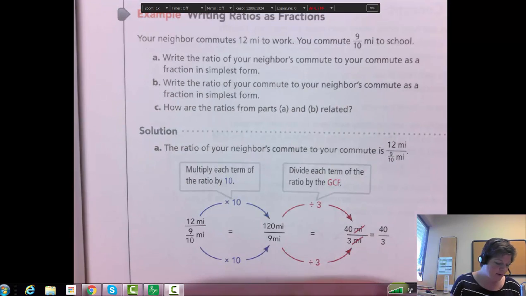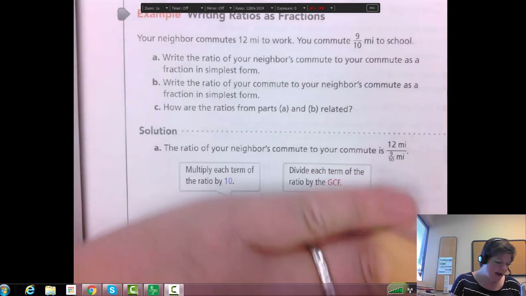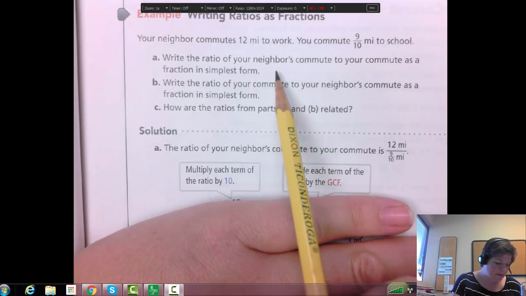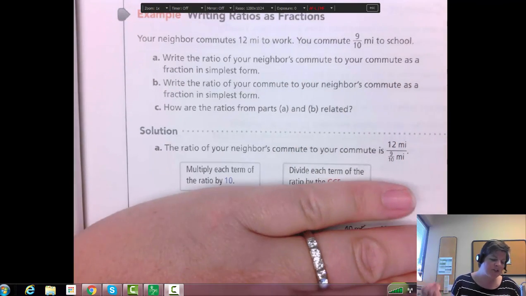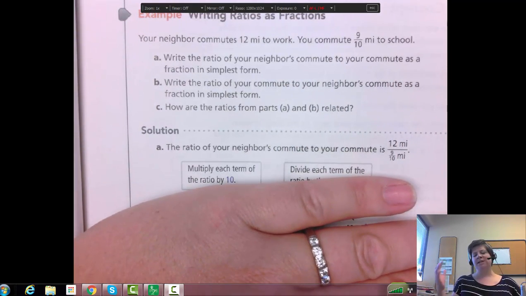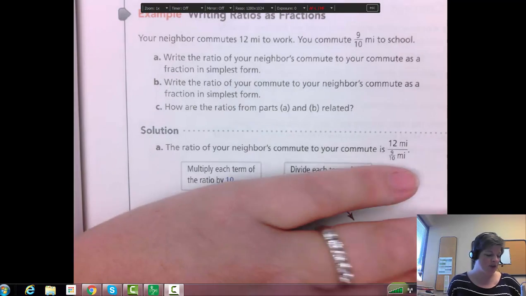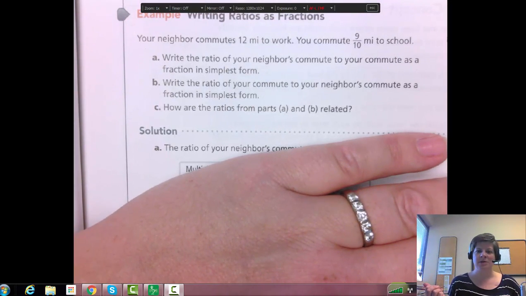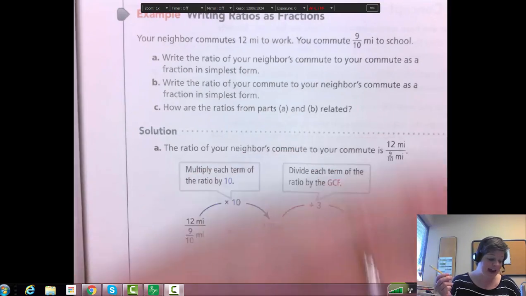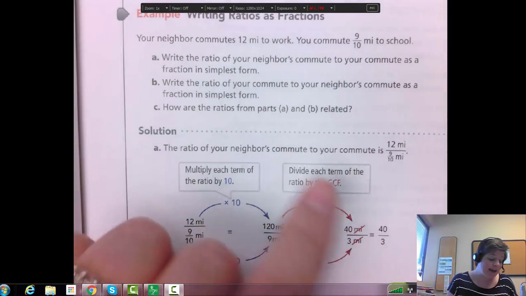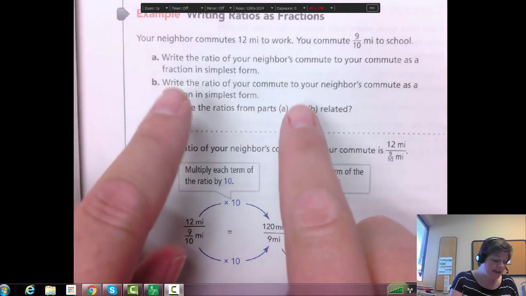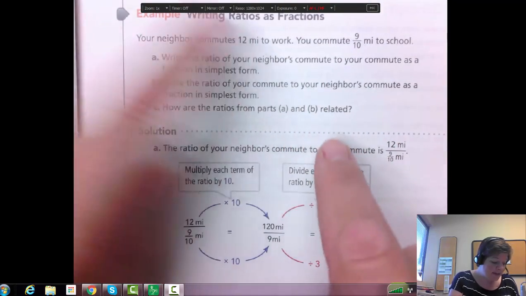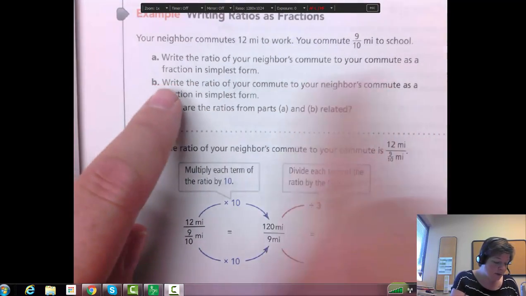Okay, so the ratio of your neighbor's commute to your commute. Which one do you want to divide by when it's worded that way? Do you want to divide by the 12 or the 9/10? I want to divide by the 9/10. And the reason why is because you want the ratio to be of them, then your commute.